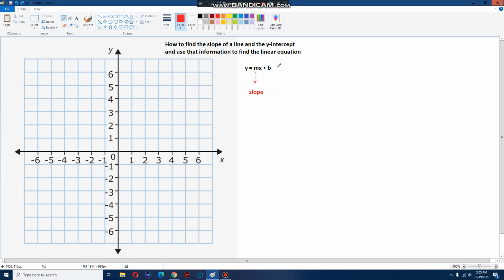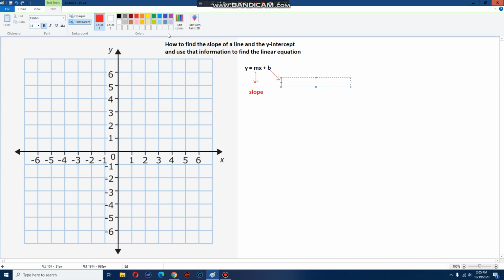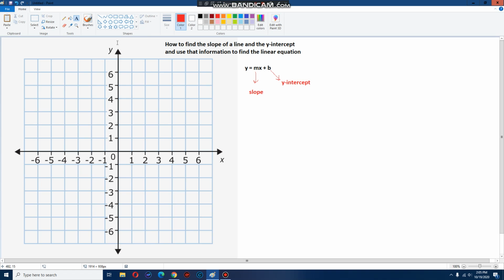The y-intercept is represented by b. What this means is that this value of b will tell us at what point on the y-axis the line is hitting, at what point the line is cutting into the y-axis. And this basically is the standard linear equation.